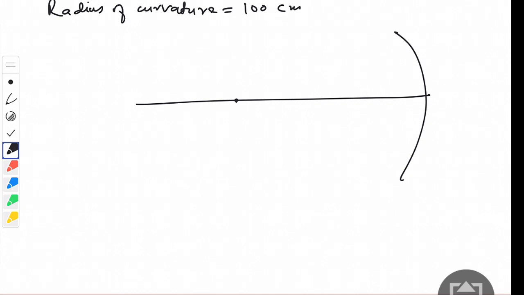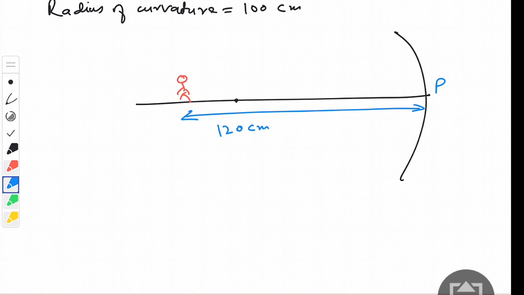Okay, and there's an object which could be, let us say, a tiny human being, and the object is here. So this is our pole. The object distance from the pole is given to you. This distance is equal to, let us say, how much? I'll make it 120 centimeters. Now my question to you is, where will the image be formed?